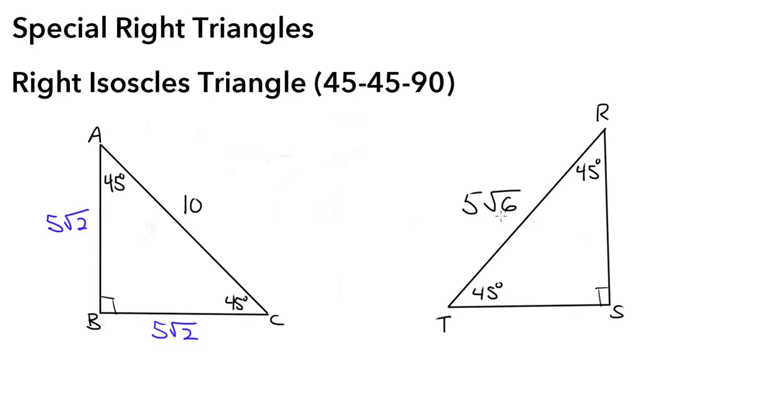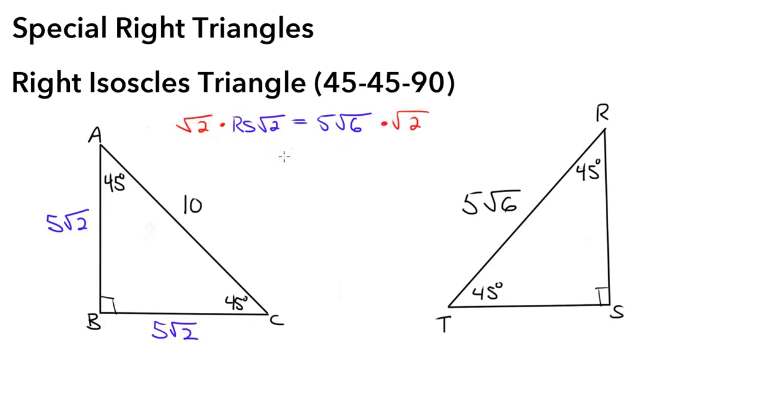In this next example, we see that the hypotenuse is 5 radical 6, and we need to find a leg. Again, we know that in a right isosceles triangle, the measure of one leg times radical 2 equals the hypotenuse. So I can write this equation. Let's use RS. So we're going to say RS times radical 2 equals the hypotenuse, which is 5 radical 6. So then, in order again to get rid of this radical 2, I need to multiply both sides by radical 2.